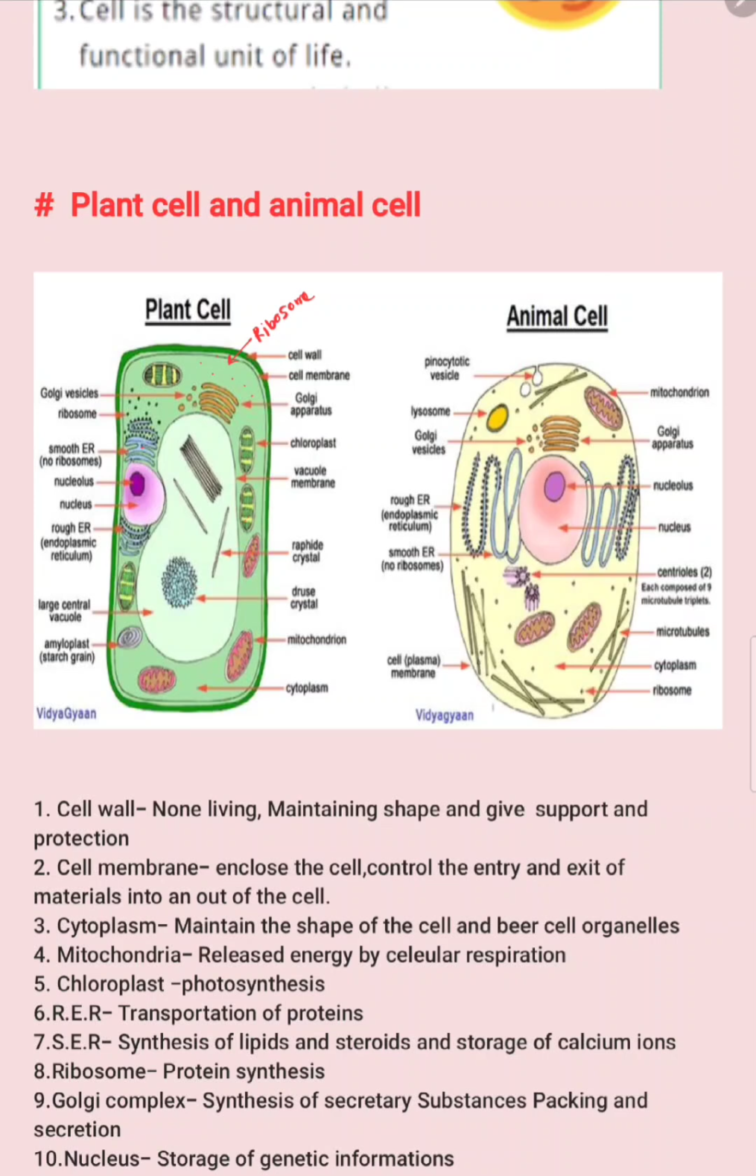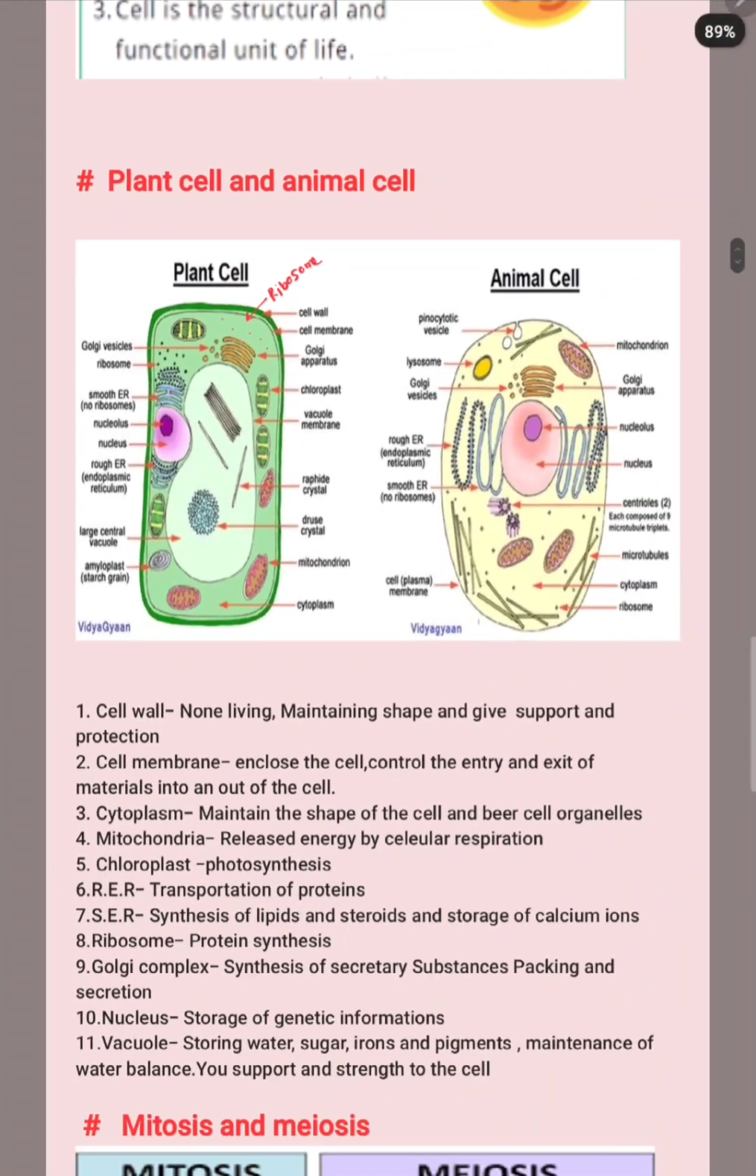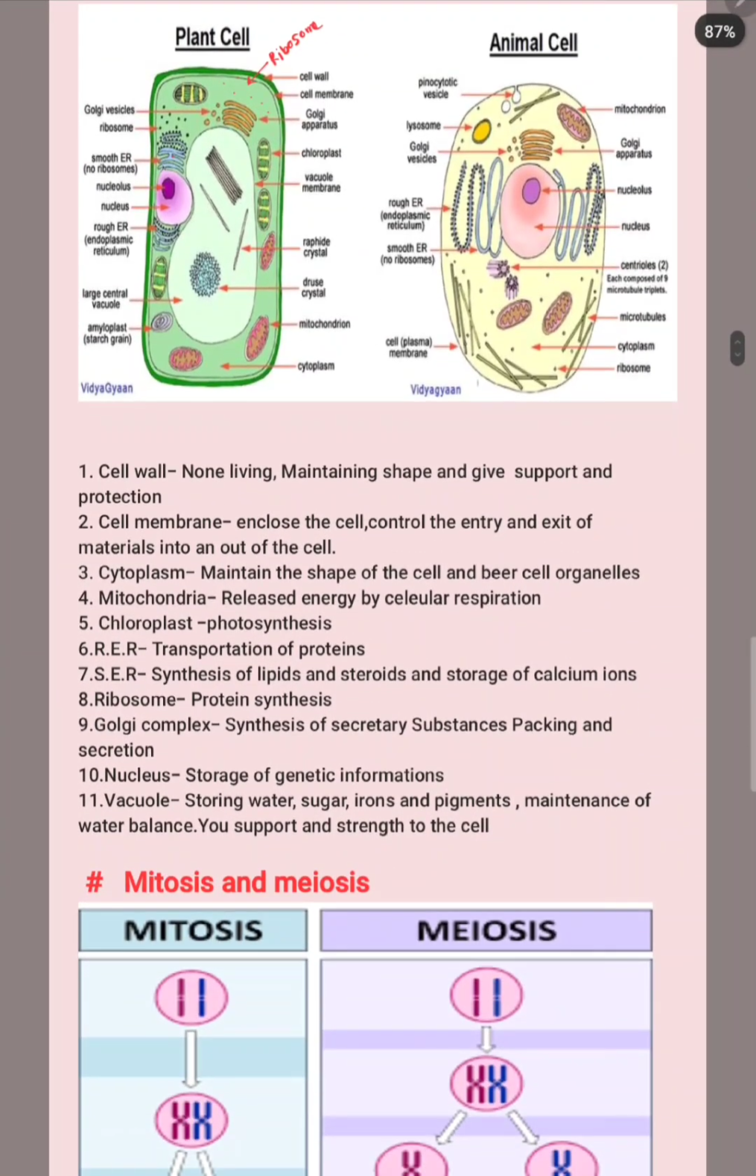Then let's move into the functions of different organelles. First one is the cell wall. It is non-living, maintain the shape and give support and protection. And the cell membrane, it is made up with the lipids and proteins.